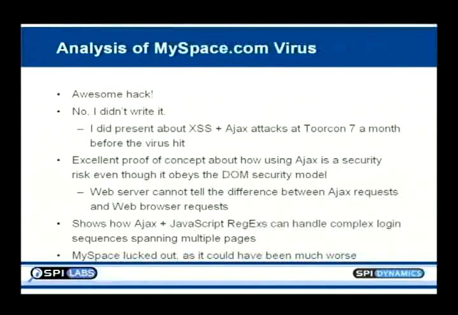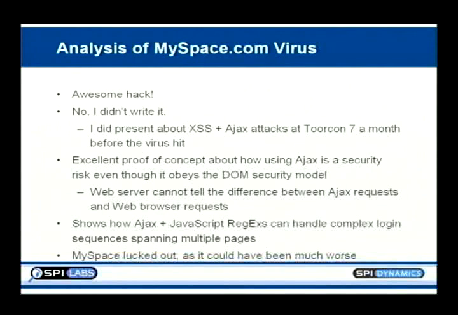It's a beautiful proof of concept that even though AJAX says you're only allowed to talk back to the host you came from, this is still a problem. It obeys the DOM security model, but I can now use AJAX to screw you on the site that has the cross-site scripting vulnerability in it. It also shows how AJAX and regexes can handle these complex login sequences. I was able to say, I want to do this, you gave me a hash, I extracted out that hash. Short of, say, a CAPTCHA or two-factor authentication, AJAX, JavaScript, and regexes can get through any sequence of login prompts.